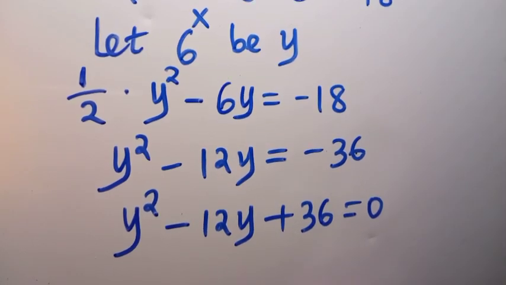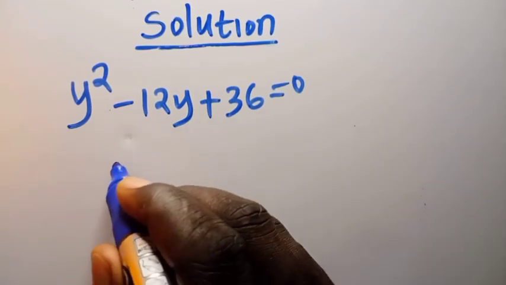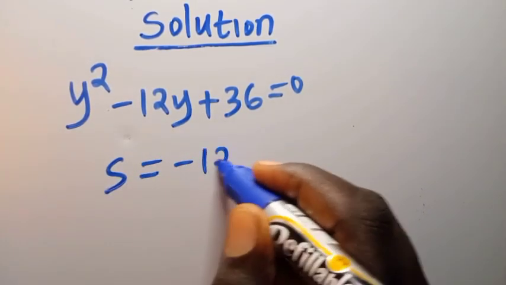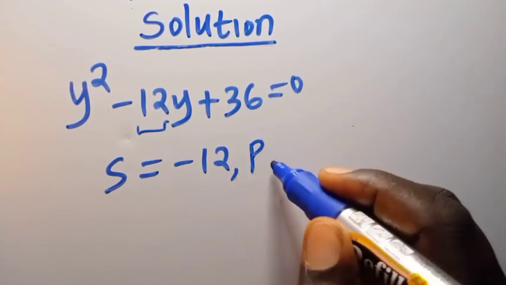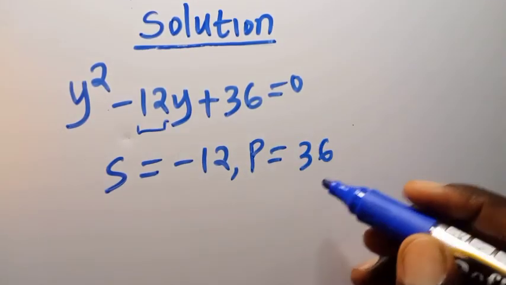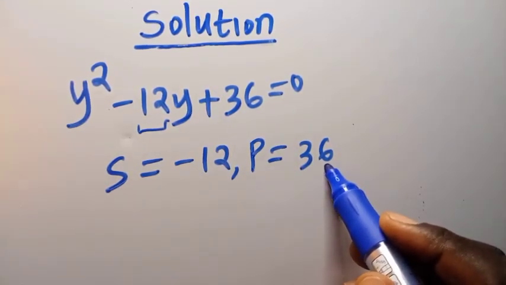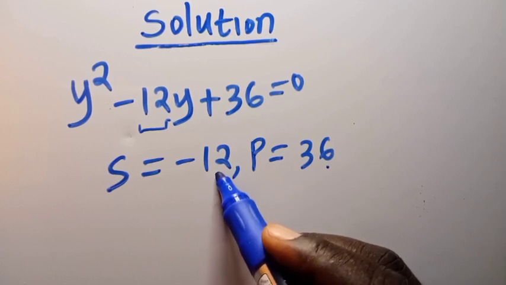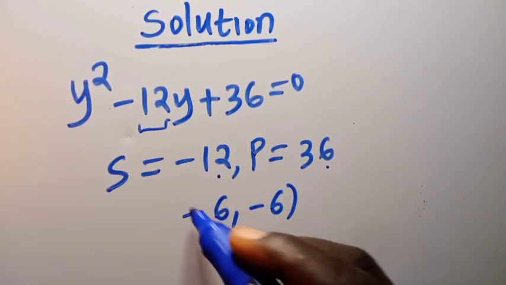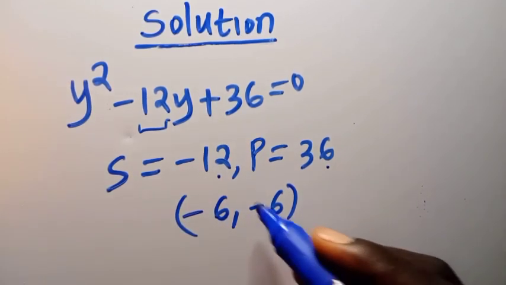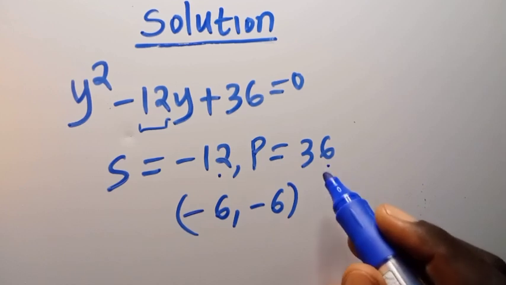I can solve it using the factorization method, by saying the sum is negative 12 and the product is 36. Now, two numbers that when you multiply, you get 36, and when you add them, you get negative 12. The two numbers can be negative 6 and negative 6. Because if you add negative 6 and negative 6, you get negative 12. And if you multiply them, you get positive 36.